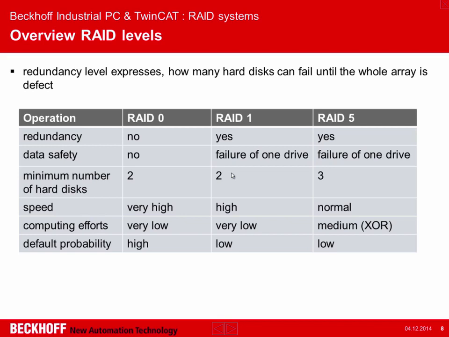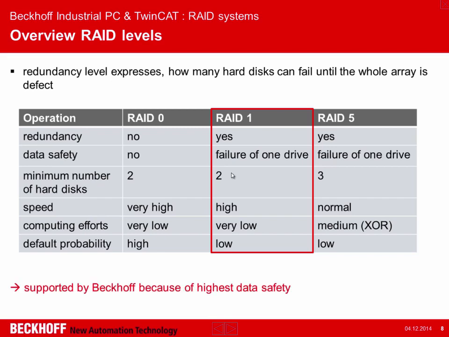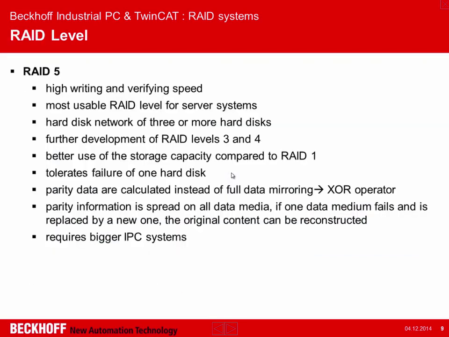Now, let's take a specific look into the different RAID levels so that we are all on the same level about what we're talking about. RAID level 1, highlighted here, is the one which we prefer for industrial application. But again, first of all, take a look at the different RAID levels. In RAID level 5, you require 3 or more hard disks. And normally, a RAID level 5 is used in server applications. So if you talk to your IT people about how they back up data in your overall server system, they normally use RAID 5.